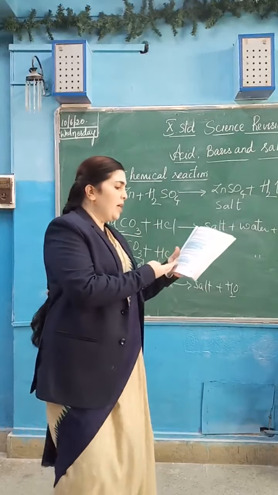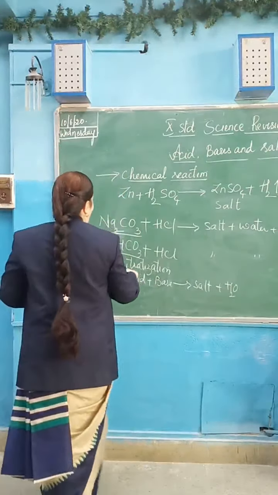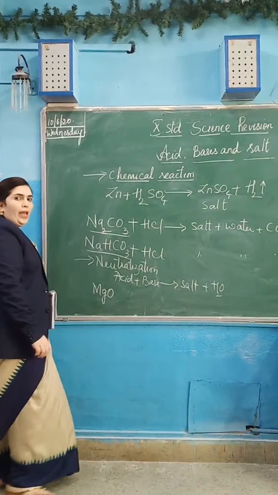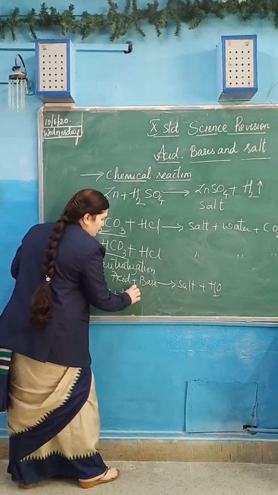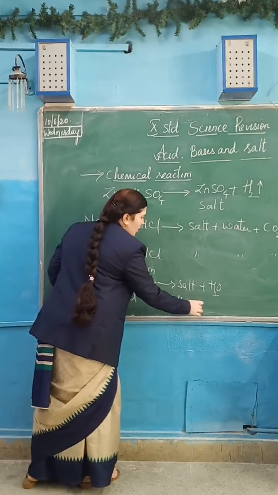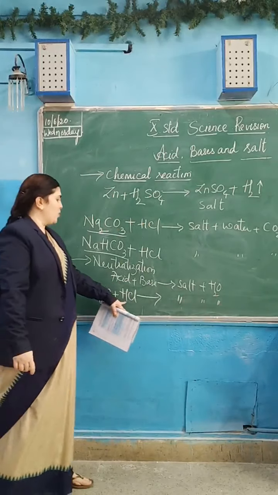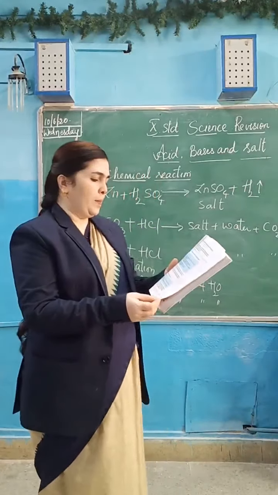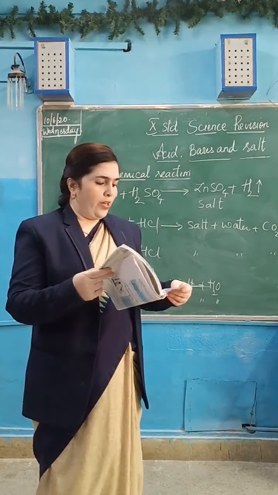The same thing here, reaction of metal oxide. When you take any metallic oxide, for example MgO, magnesium oxide, it reacts with acid. What does it give? Again this also gives salt and water. So magnesium oxide reacts with acid to give salt and water. That is also one of the questions they may ask. All the chemical reactions are very, very important, children.